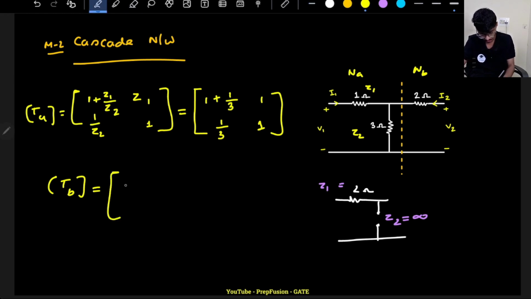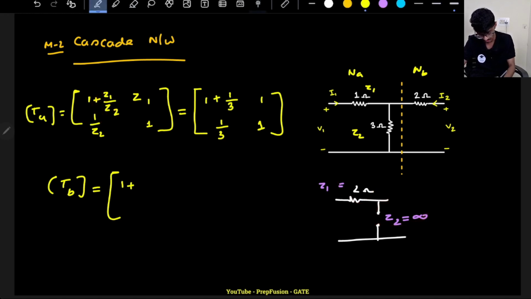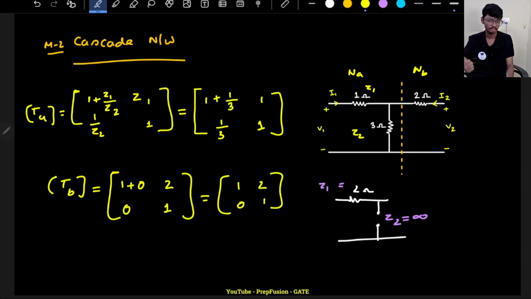It will totally work. So it was 1 plus Z1 divided by Z2. Z2 is infinity, right? So anything finite divided by infinity is 0 only. And here I have Z1, so Z1 is 2. Here I have 1 by Z2, that is finite upon infinity, 0 again. This will be 1 only. So this will be equal to [1 2; 0 1]. That's how good this method is, right?